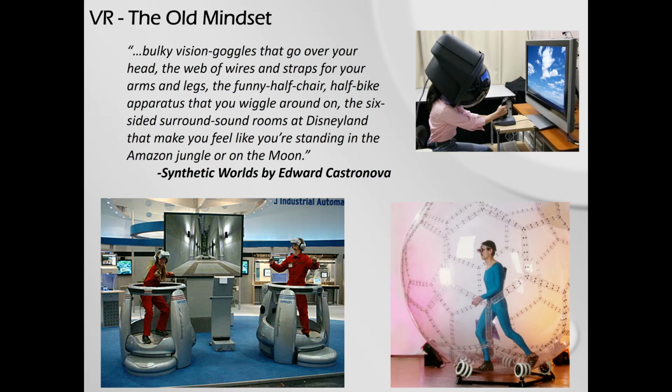But this is kind of the old VR mindset when I was a child. And this is a quote from Edward Castronova from his book on synthetic worlds. "And that is the bulky vision goggles that go over your head, the web of wires and straps for your arms and legs, the funny half chair, half bike apparatus that you wiggle around on, the 6-sided surround sound rooms at Disneyland that make you feel like you're standing in the Amazon jungle or on the moon. They all obstruct your movement.